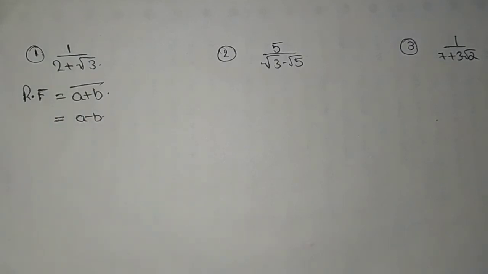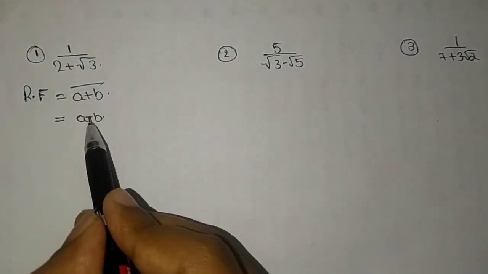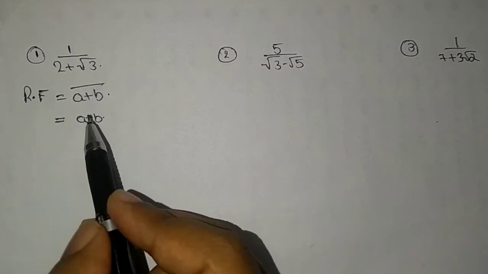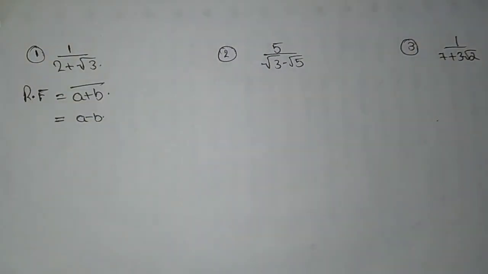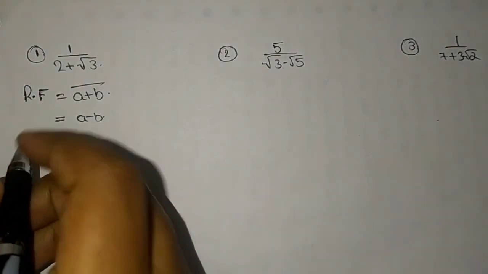That is simple inverse, in the sense if there is a plus you need to take minus, and if there is a multiplication you need to divide. That's the inverse concept, that's the conjugate. Now this is simple.